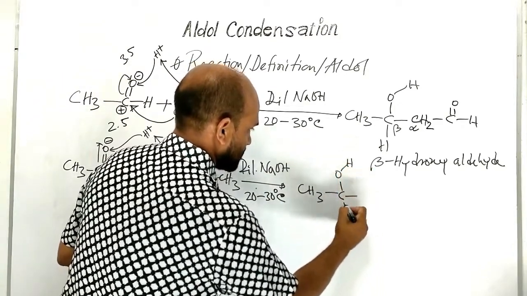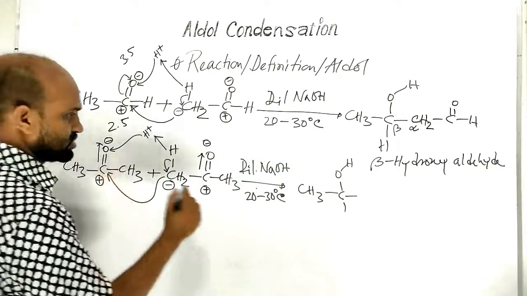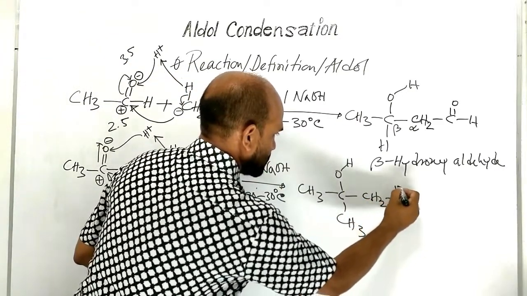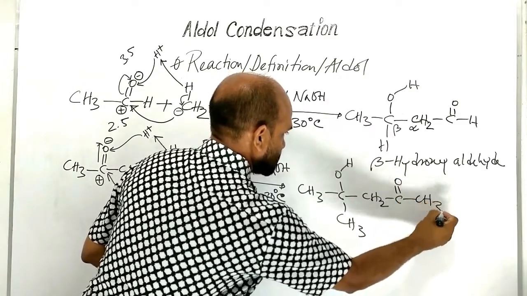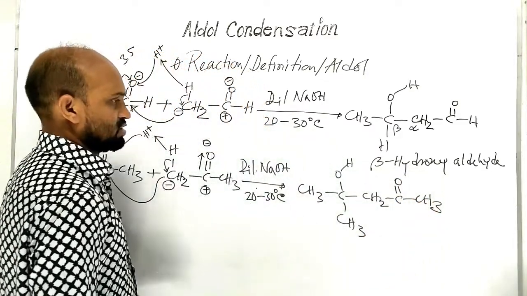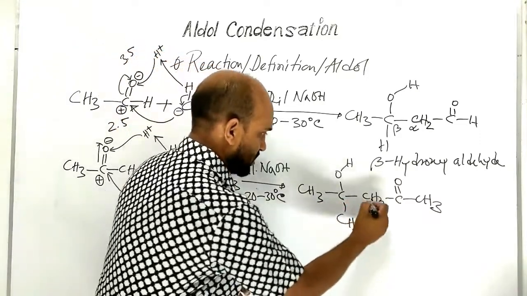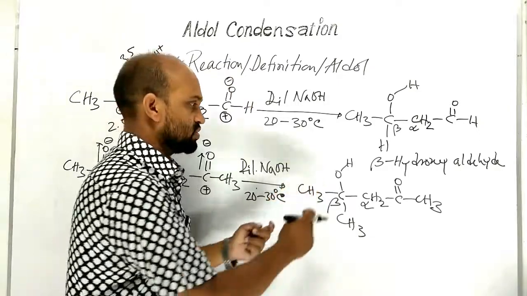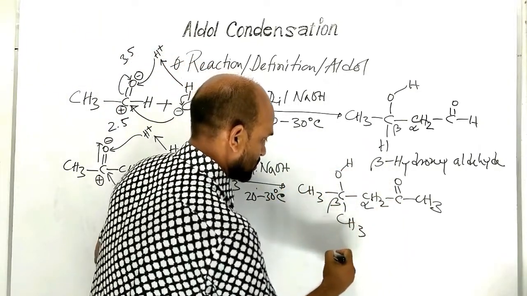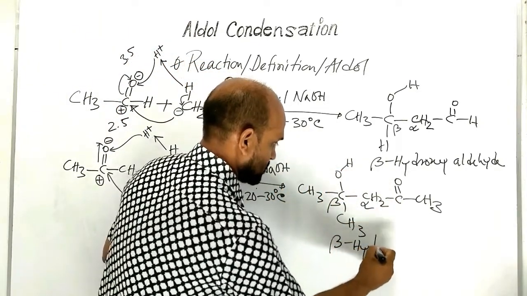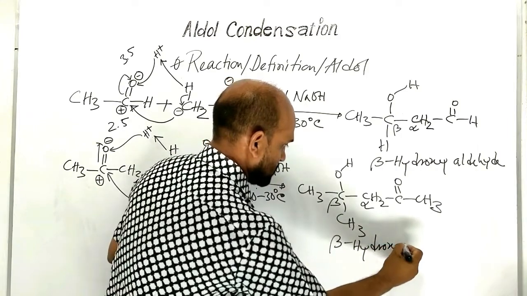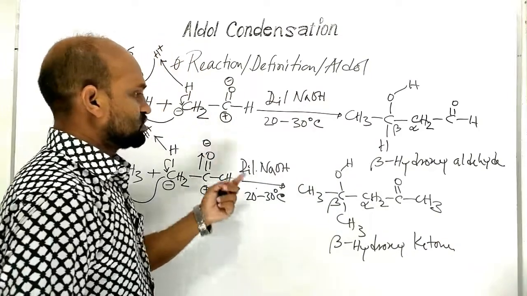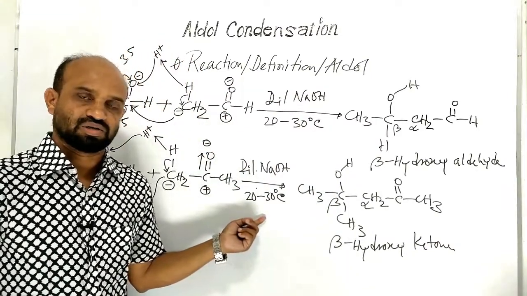CH3COH, CH2CO, CH3. Here this is alpha carbon, this is beta carbon. This compound is beta hydroxy ketone. So these two reactions are aldol condensations.